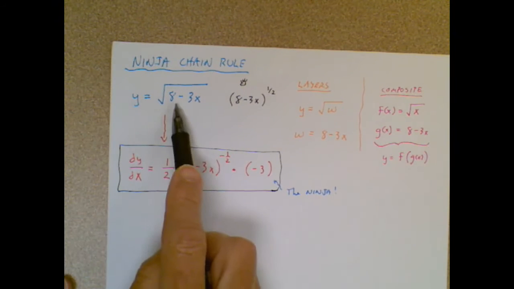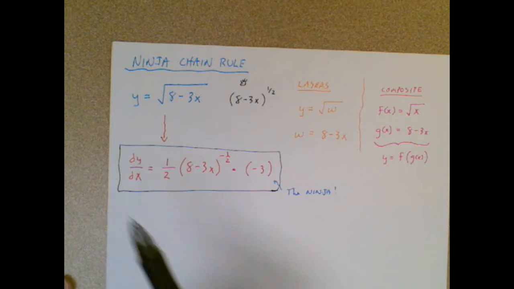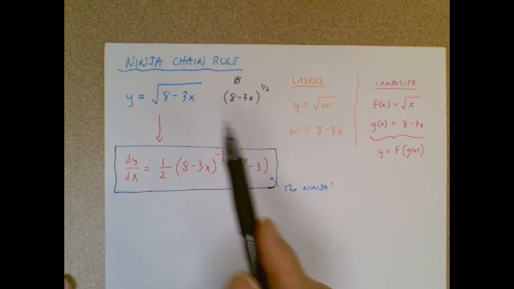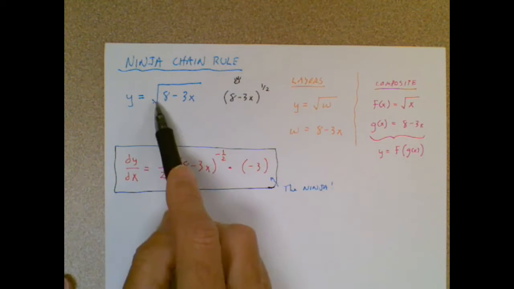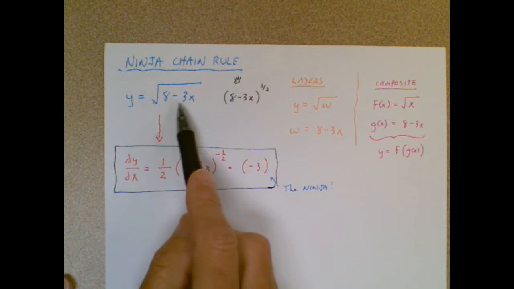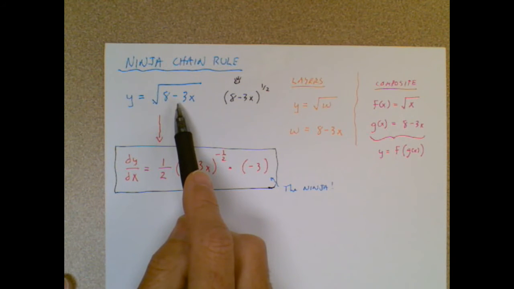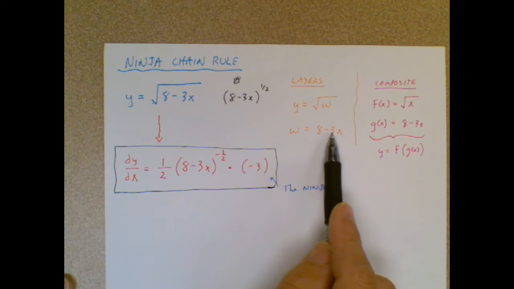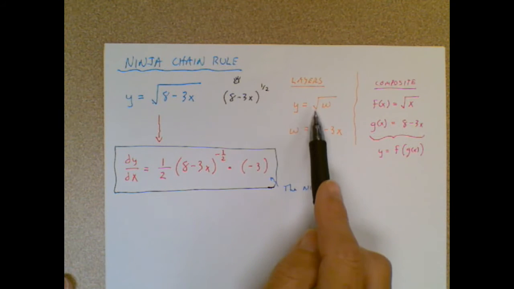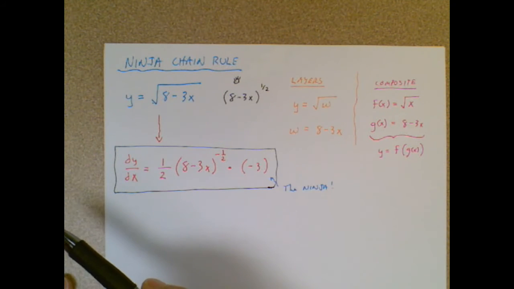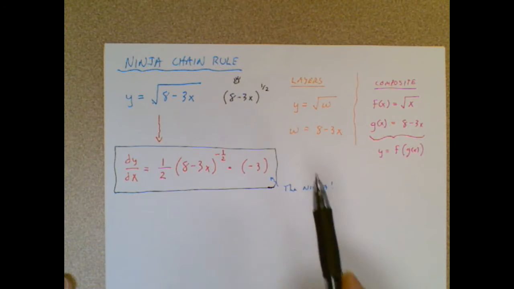But when I look at this problem, I realize that there are some layers. It's a square root function, but living inside the square root is another function. It's a linear function from algebra. So the 8 minus 3x is an inner layer that's living inside the square root function. That's one way I think about it.